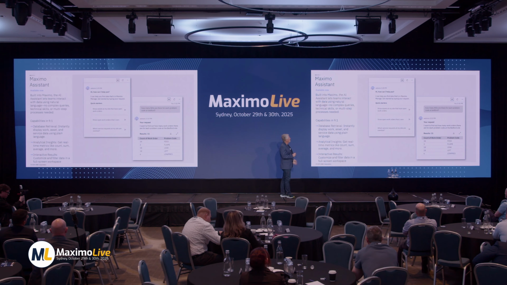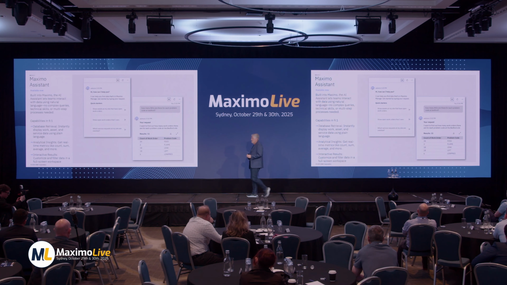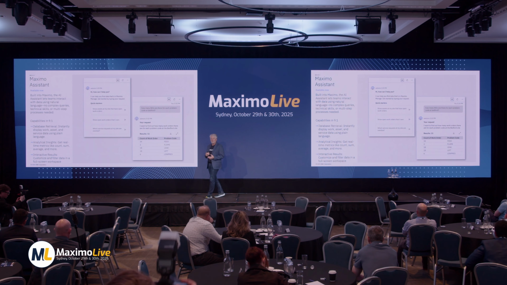Now, the things that we enabled in 9.1 is really around queries, okay? So we have an AI assistant that is able to do intelligent queries against data and objects that exist within Maximo. With that, we've got database retrieval, some level of analytic insights, and then interactive results. So when I go off and do this query of how many work orders, I get my table. Those of you that have seen work queues in MAS, it's a work queue. Those of you that have done saved queries, a work queue is a fancier version than the results you get from saved queries.